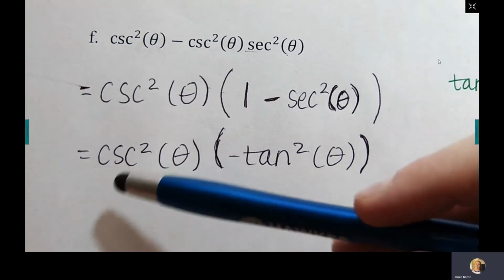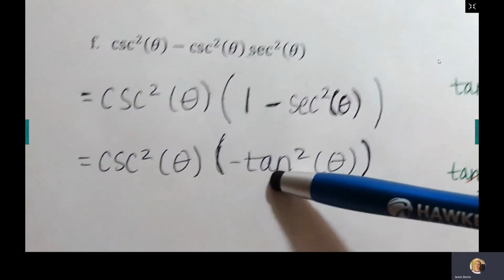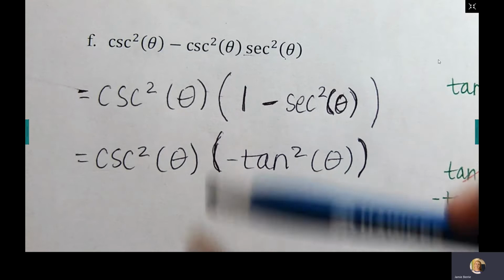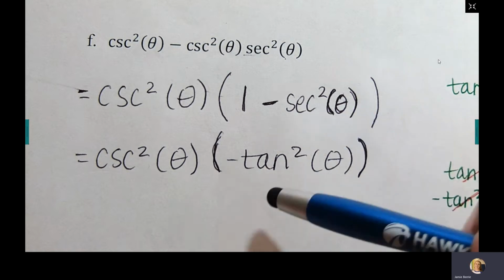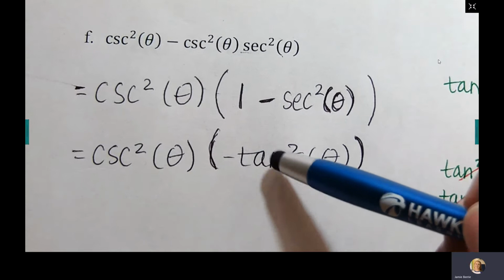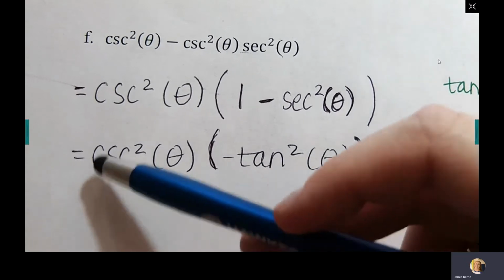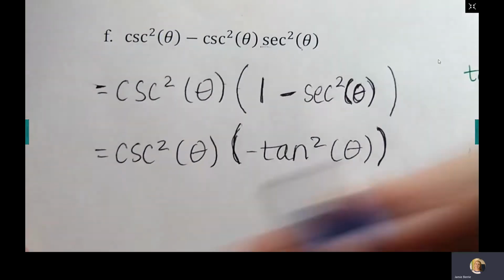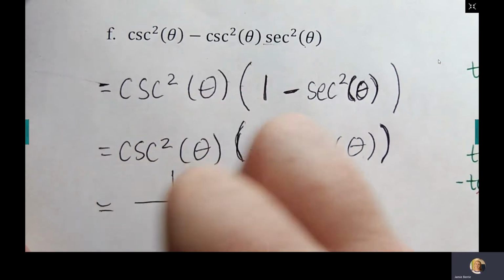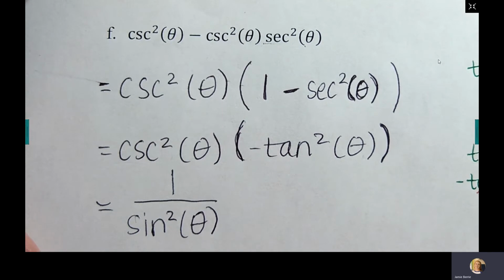Now we've got to think, okay, how could we relate cosecant, which we know is 1 over sine, to tangent? What would we have to do to this tangent? Something with sine. Yep, sine over cosine. So let's change this tangent squared theta to sine squared theta over cosine squared theta. And then we're going to go ahead and change this one as well. We know that cosecant is the same thing as 1 over sine, so that becomes 1 over sine squared theta. That was a reciprocal identity.